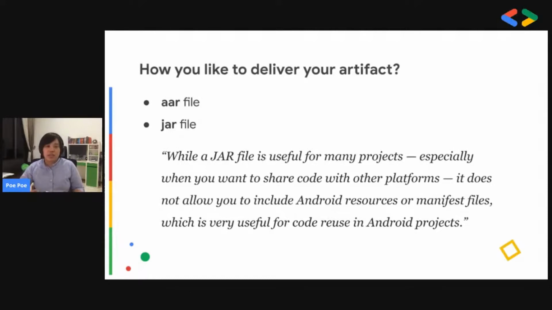JAR is convenient if you have a multi-platform project and want to reuse your code in the front end, back end or something like that. But if you want to include Android related resource files, or you want to take advantage of the manifest file, you would prefer the AAR file. Of course, after you choose the format, we can start thinking about designing the API.